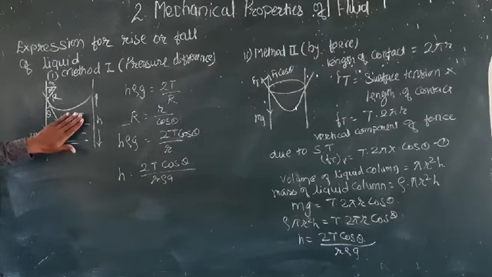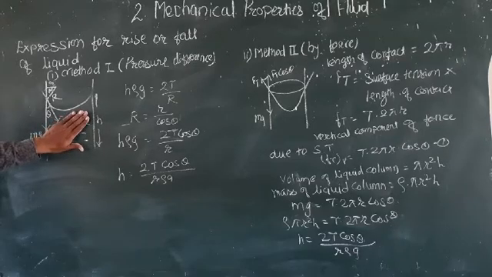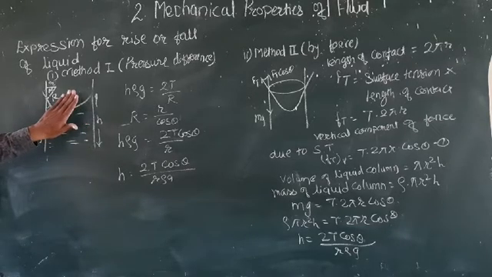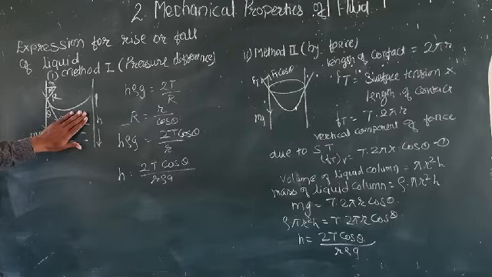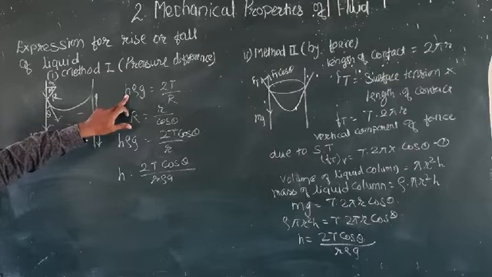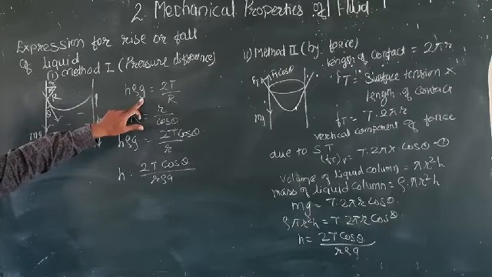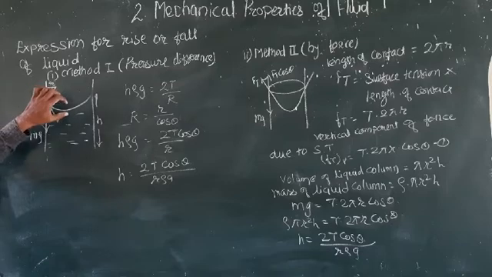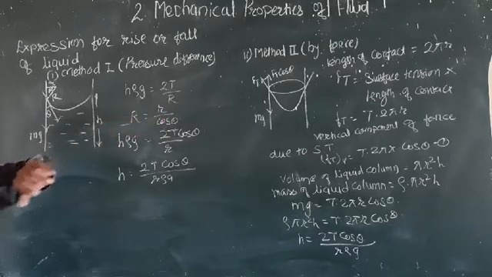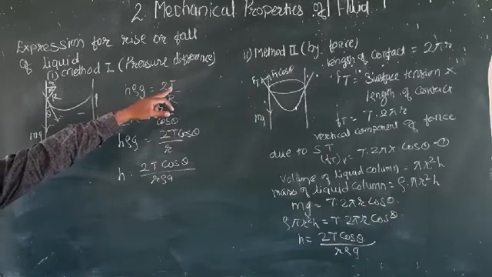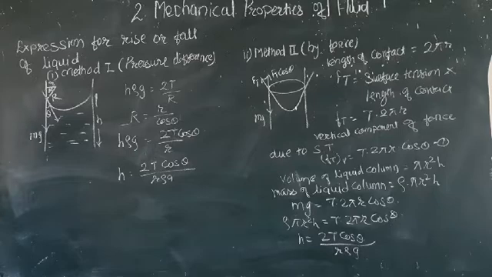Now the pressure of the liquid column in the capillary tube is equal to the pressure difference 2T upon R due to the concavity. So the pressure of the liquid column in the capillary tube is equal to h rho g. That is equal to the pressure difference, that is 2T upon R. So h rho g is equal to 2T upon R.